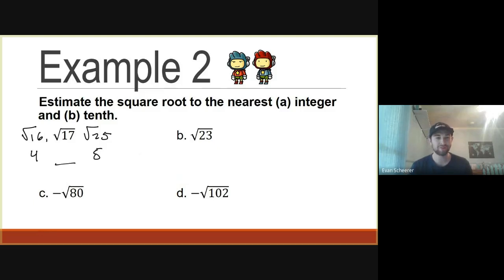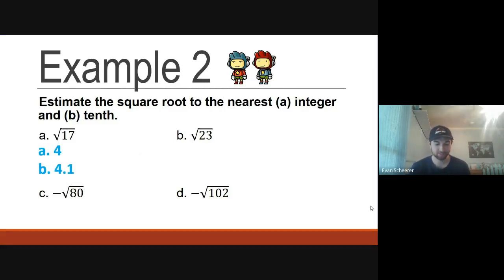But is it closer to 4 or is it closer to 5? Closer to 4, right? Because 17 is really close to 16. So if we estimate it to the nearest integer, we're going to get 4. But to the nearest tenth, it's not going to be exact. That's okay. We're going to get about 4.1, 4.2 maybe. So we're going to put 4.1. So let's see, what does the next slide say? 4, and it's 4.1. Perfect.